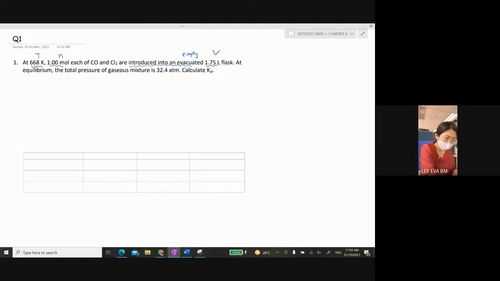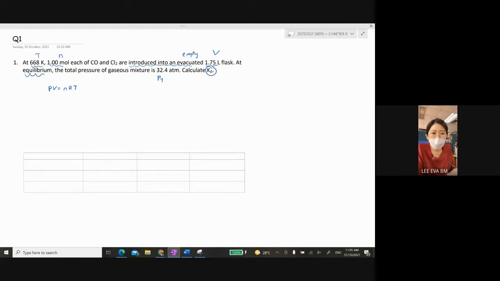So you look at the next sentence, it will tell you the clue. At equilibrium, the total pressure of the gaseous mixture is 32.4 atm. So this is the total pressure at equilibrium. The question is asking to calculate Kp. So very obvious, you need to use the quantity of partial pressure in your ICE table. To find the partial pressure, we need to use the ideal gas equation PV = nRT, using each of the information given: temperature, number of mole, and also volume.